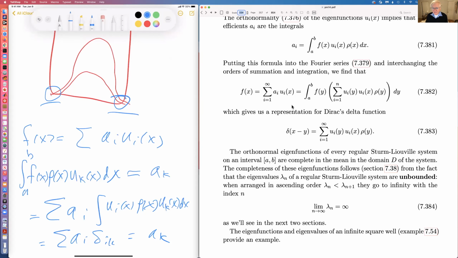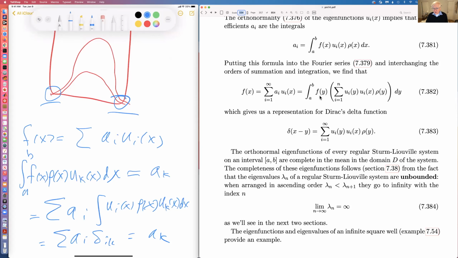Now, if we put that formula into the series, a series of this form is a generalization of the Fourier series, and so people now call these generalized series Fourier series. I don't know if Fourier actually realized how general his work was, but he may have. Anyway, we write a_i as this integral from a to b of f of y dy, u_i of y times rho of y.